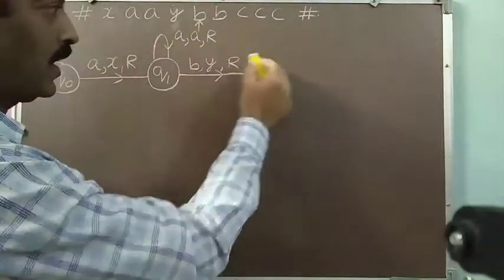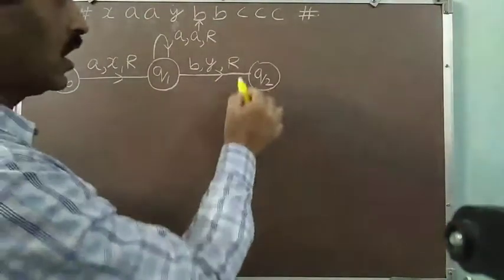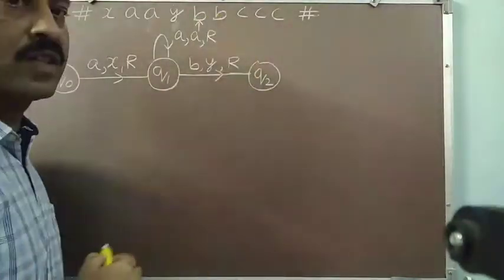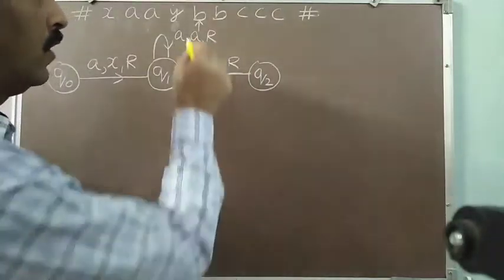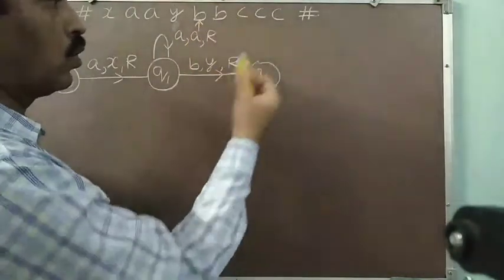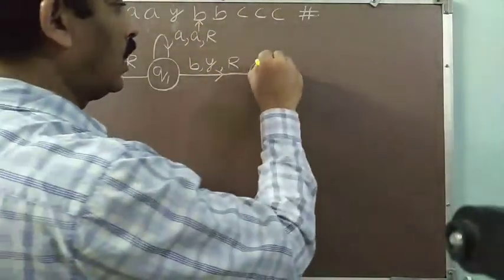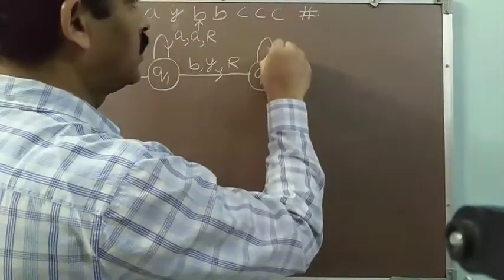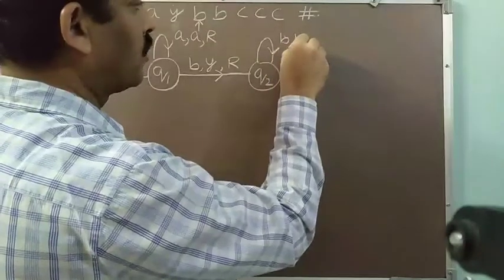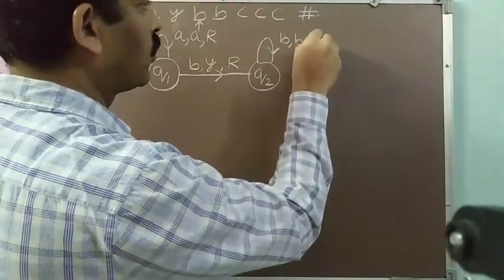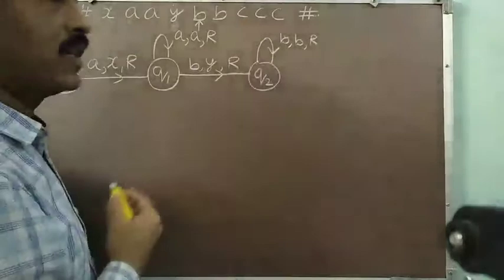Now, what is my aim in the state Q2? In the state Q2, my aim is to find the first C, the matching C. So whatsoever comes in between, I have to leave. What I am getting here, I am getting the B's. So all B's I have to skip. So again, I will make a self loop. On reading B, I will be marking it with B only and I will move towards right. So in this manner, I will be skipping all the B's.